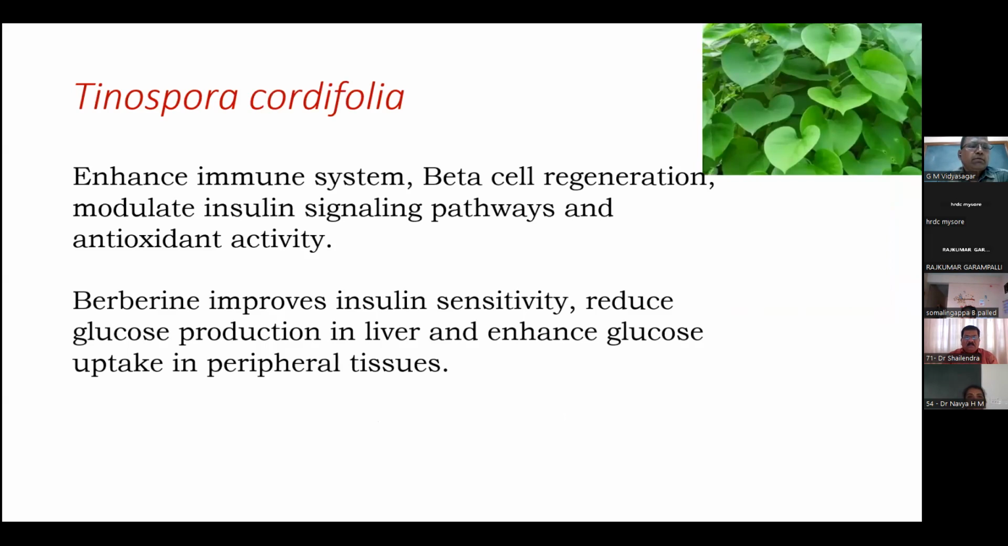Then we have another plant, Tinospora, which is very commonly used in diabetic and heart disorders. This plant has also shown some compounds like berberine, which improves insulin sensitivity, reduces glucose production in the liver, and enhances glucose uptake in peripheral tissues.